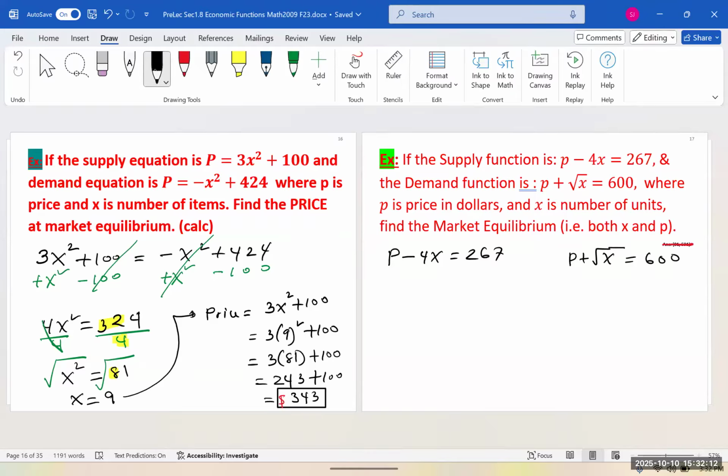So what's your idea? Minus 4x, add 4x, add 4x. The P equals 4x plus 267.